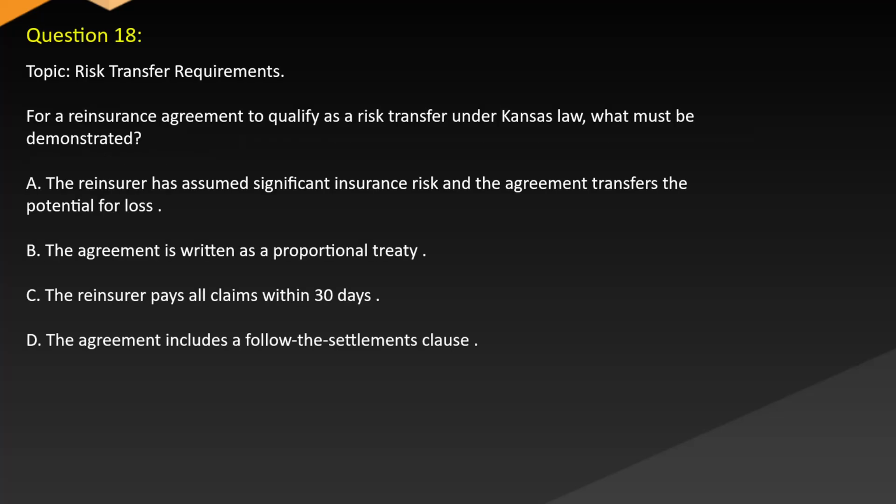Question 18. Topic: Risk transfer requirements. For a reinsurance agreement to qualify as a risk transfer under Kansas law, what must be demonstrated? A. The reinsurer has assumed significant insurance risk and the agreement transfers the potential for loss. B. The agreement is written as a proportional treaty. C. The reinsurer pays all claims within 30 days. D. The agreement includes the follow the settlements clause.